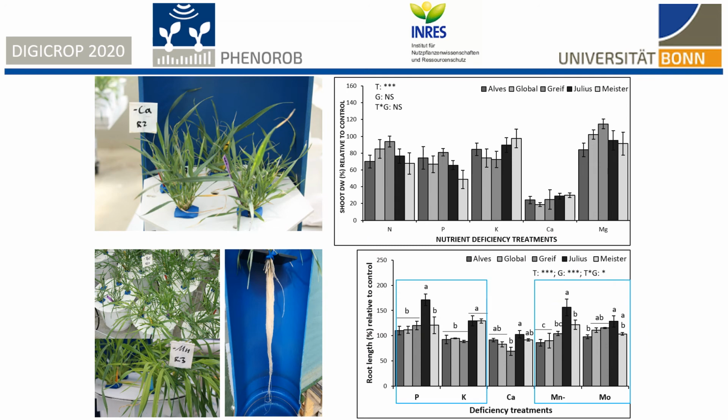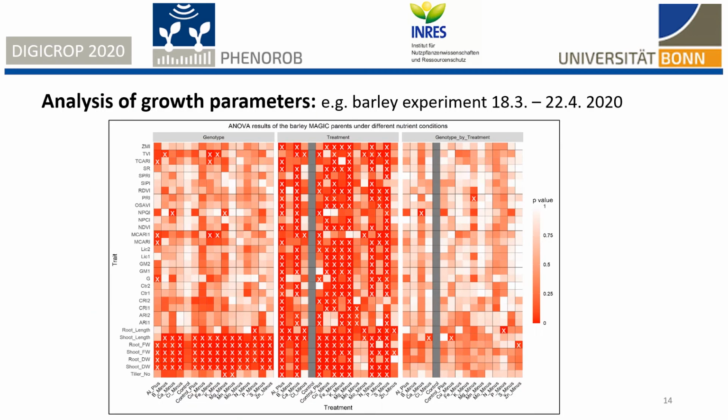However, the root length is increased in potassium, manganese, molybdenum, and especially in phosphorus deficiency treatments, which is highlighted in blue in the lower figure. Plants increased the root-shoot ratio, presumably by translocating resources towards root growth under nutrient deficiency treatments. This could be a foraging response.